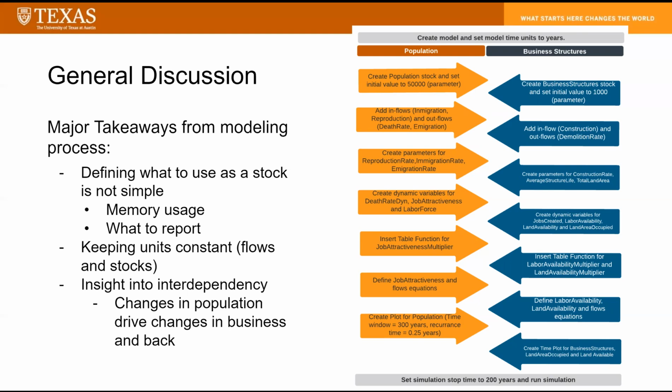The chart on the right summarizes the modeling process in AnyLogic and sheds some light into both the population stock and business structures and how they follow a very logical process that at the same time is interconnected between each other. That is to say that in the model, there are some variables like job attractiveness that affect population, but are a function of business structures.